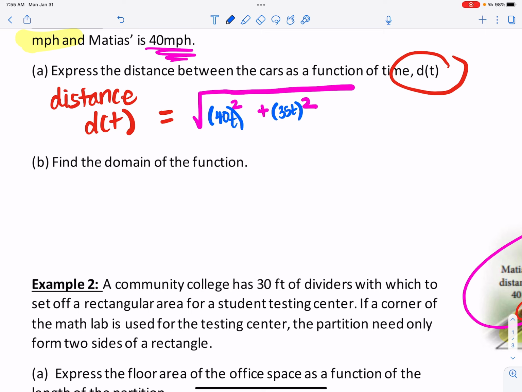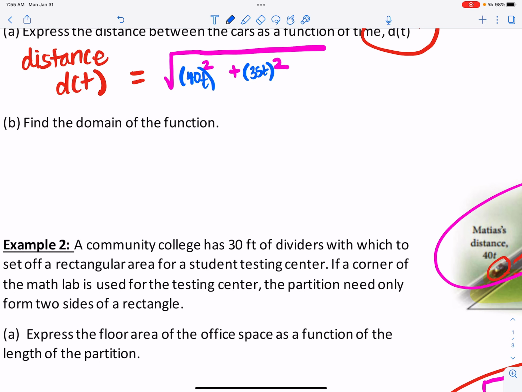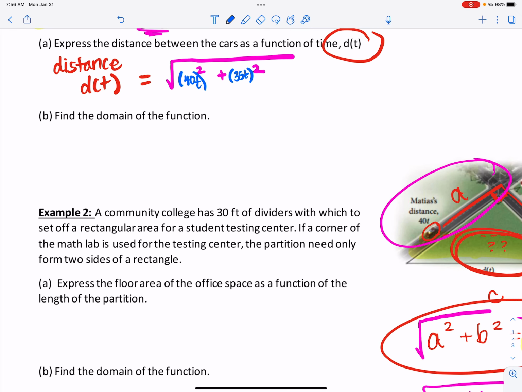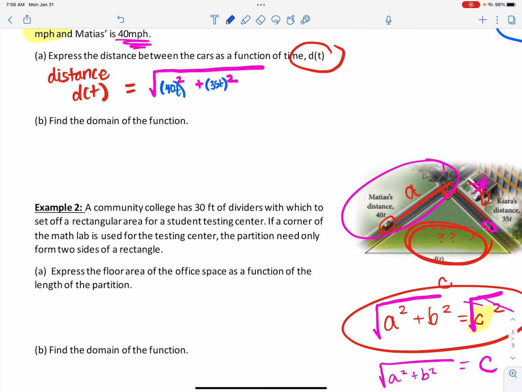So if I want to know how far apart the cars are after 2 hours, I would plug in 2 for T. Or if I want to figure out how far apart the cars are after just 3 hours, I would plug in 3 for T. Okay.